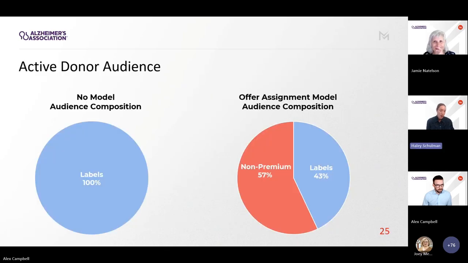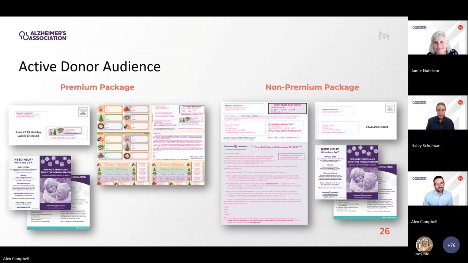So this is what the shift looked like. Previously, 100% of our donors received labels. With the model, 57% now get non-premium formats. We didn't alienate donors. We improved the results by tailoring our approach, and then this gave us more control over cost while maintaining engagement. So this is just a visual slide of our premium versus our non-premium package with the labels.